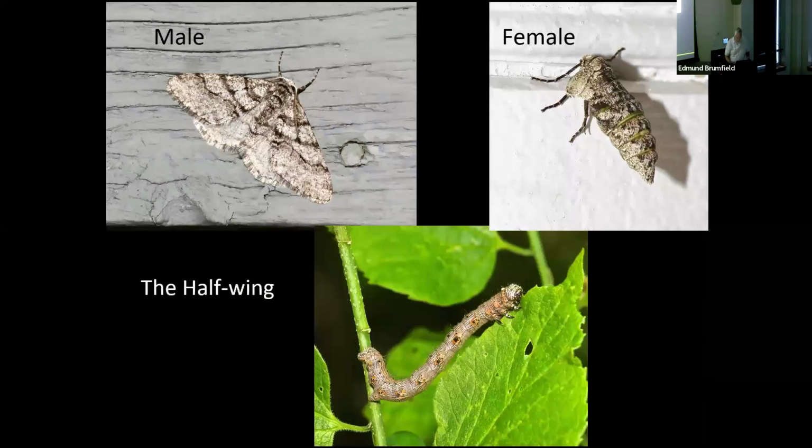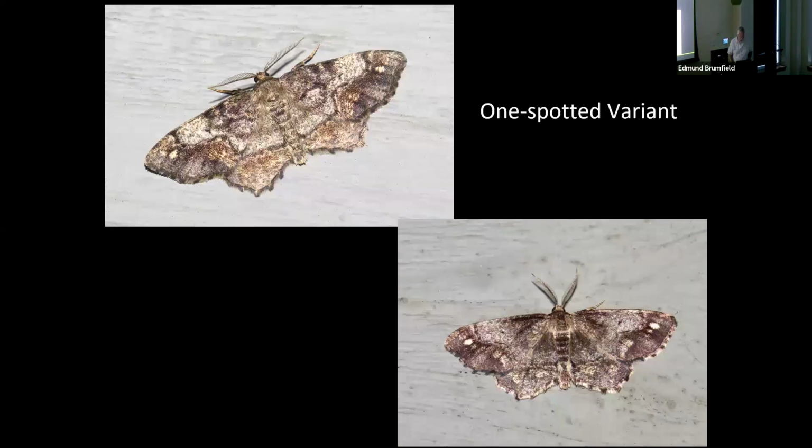And another species is the half-wing. The males on the left, the females are flightless. And that's true of the phagalias as well, and some other early emerging species. And on the bottom is a half-wing caterpillar. And another species that shows up a little bit later, but in big numbers, is the one-spotted variant.